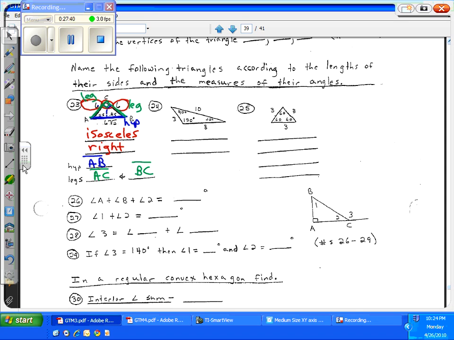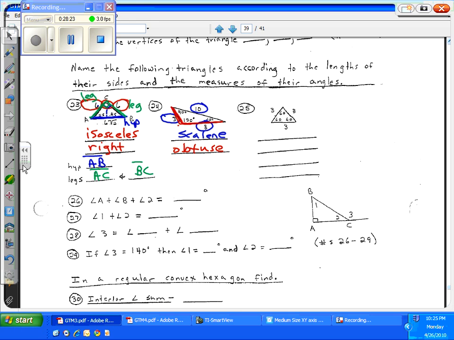Number 24, according to the lengths of its sides, it has no equal sides. The word for that is scalene. It has one angle that's more than 90, that is an obtuse angle, and we say that it is an obtuse triangle. So number 24 is a scalene obtuse triangle. A scalene obtuse triangle.